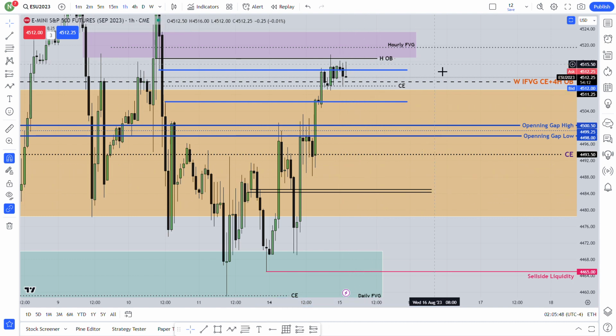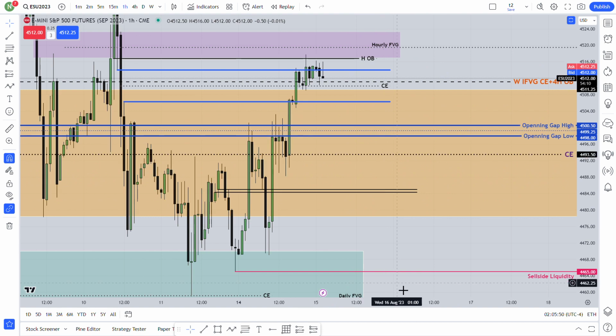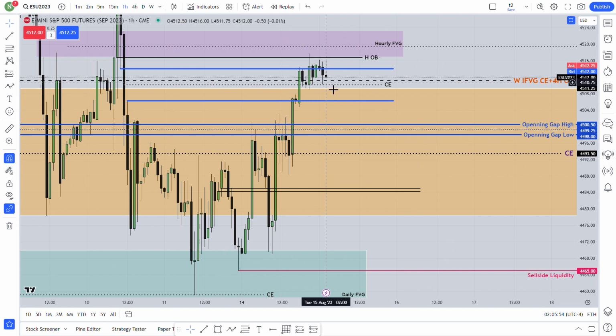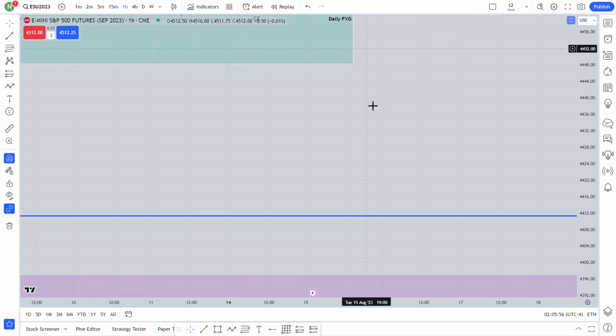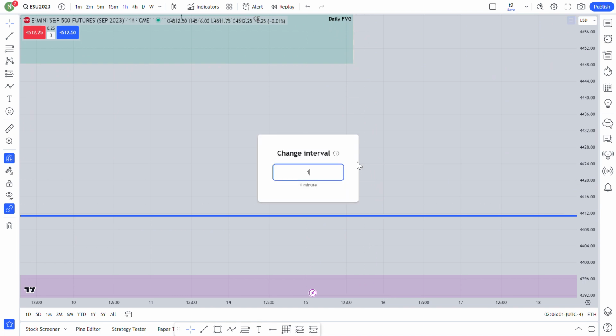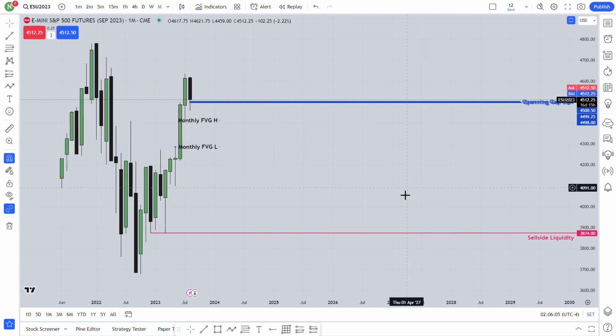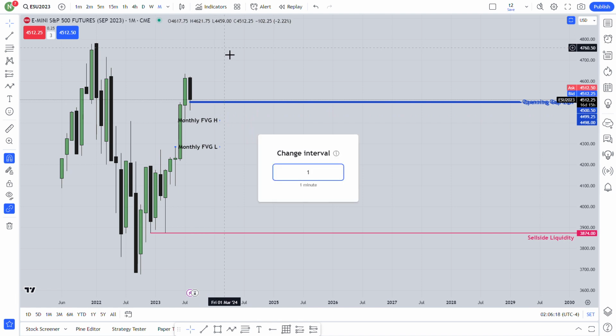But today's bias is bearish for me because from the higher time frame, I want to see the market go lower at least until this. This is the monthly fair value gap high. Remember, let me show you. This is the monthly fair value gap. This is the price. I would like to see it come to this fair value gap, then go higher.